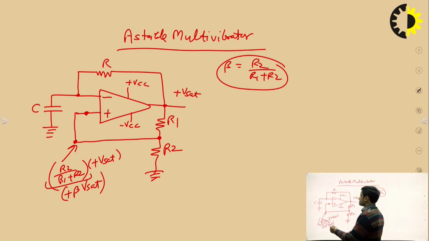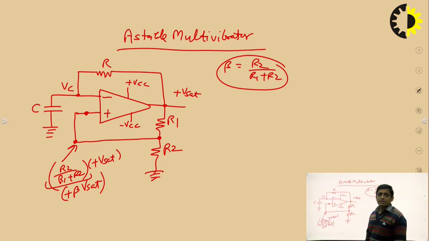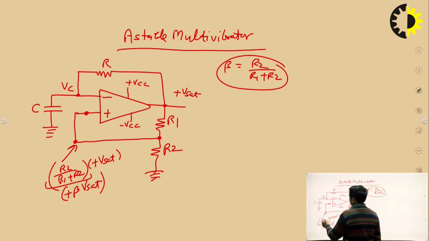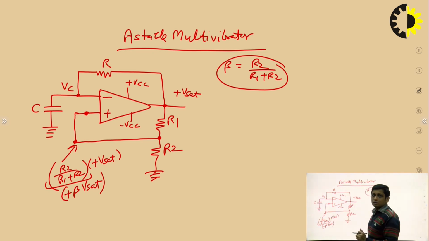And this capacitor C will start charging. Let's say the capacitor voltage is Vc and this Vc is at the inverting terminal. If it starts charging, it means that Vc will start increasing, and when Vc, the capacitor voltage, crosses plus beta Vset, then the output of the op-amp will come from plus Vset to minus Vset, right?